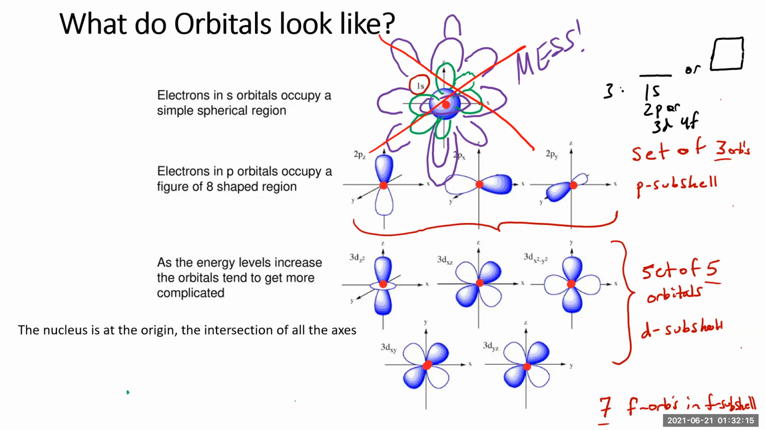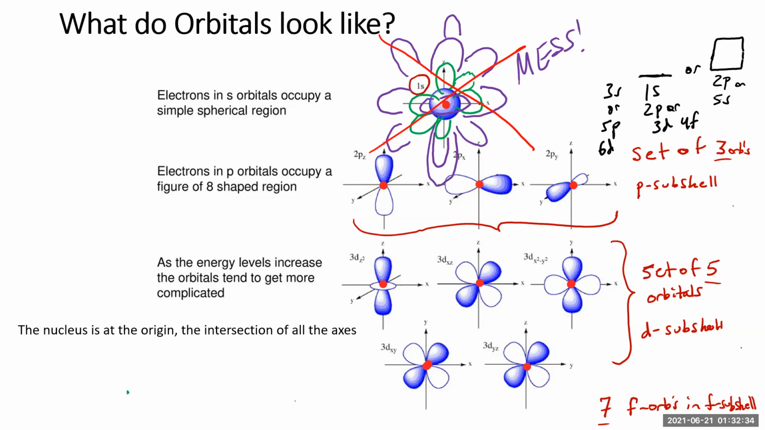Or maybe a 3s orbital, or a 5p orbital, or a 6f orbital. Wait, is there a 6f orbital? There are no 6f orbitals. I went a little too far there. Not yet, anyway. 6d orbital, etc. So you can simply label these.